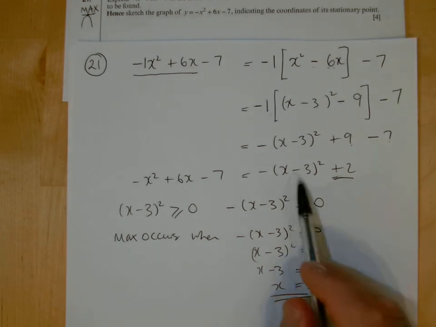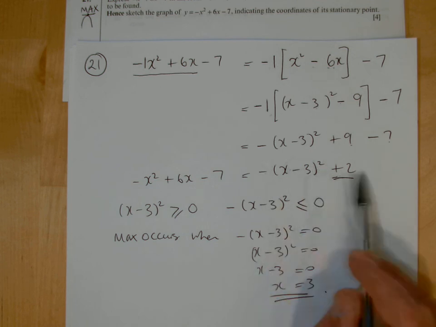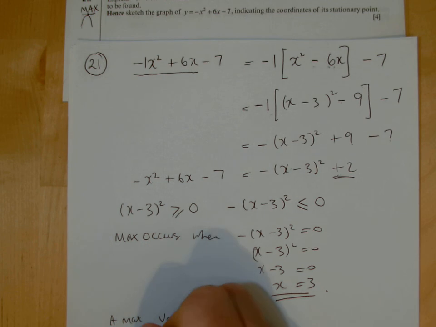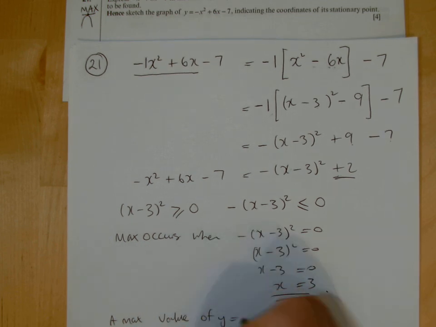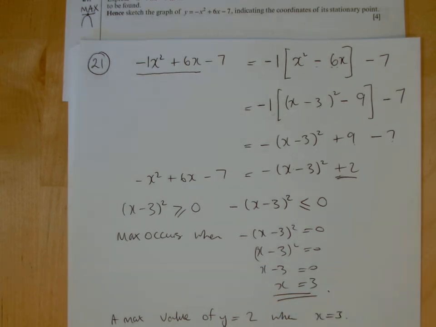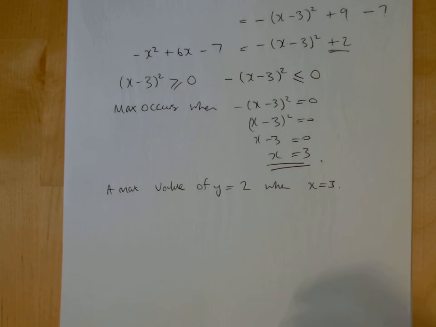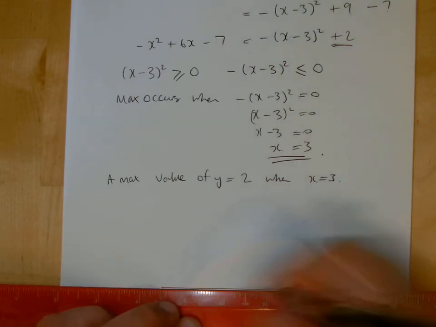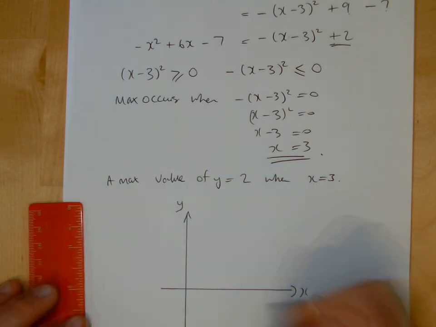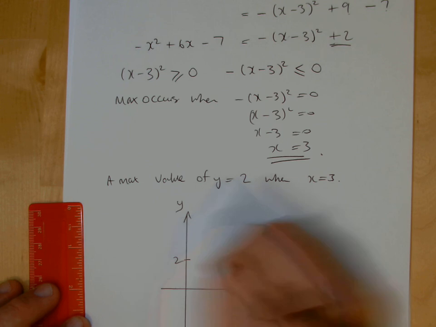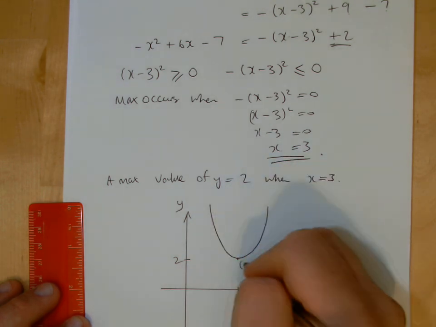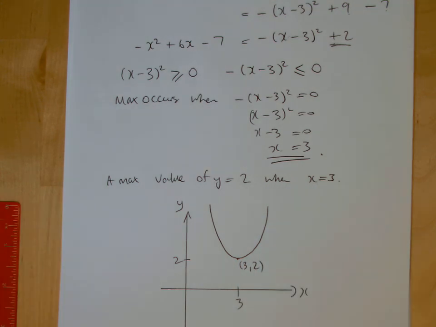And of course, when x is 3, this term will be 0, and we get a maximum of 2. So a maximum value of y will equal 2 when x is equal to 3. So, sketching it, x will be 3, y will equal 2, so your quadratic will look something like that. And we've indicated the stationary point there, 3, 2.